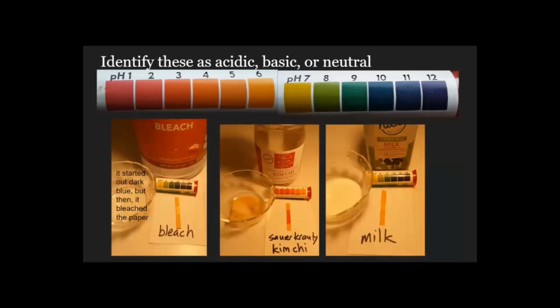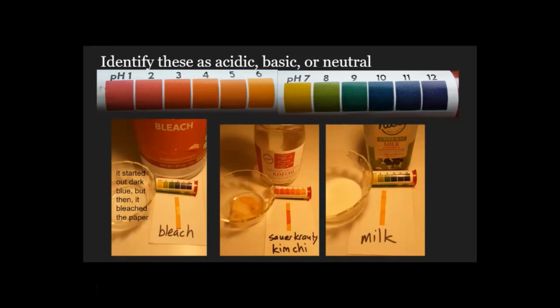Bleach. The problem with bleach is as soon as I put the bleach on there, it turned bright blue, or not bright blue, dark blue. It was like over here. And then within seconds, it bleached the paper. So I wasn't able to show you the color fast enough because by the time I got the camera around, it was all bleached up. So I'll just tell you that it was a nice dark blue, so a very good base. And then it bleached paper.